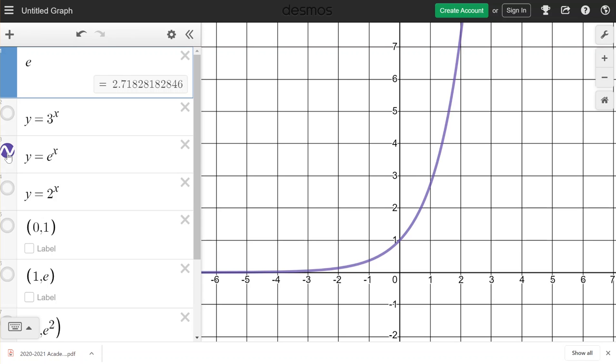But for right now, I just want you to get used to looking at the letter e and seeing, oh right, that letter is not a variable. That's not an unknown. It's a number.